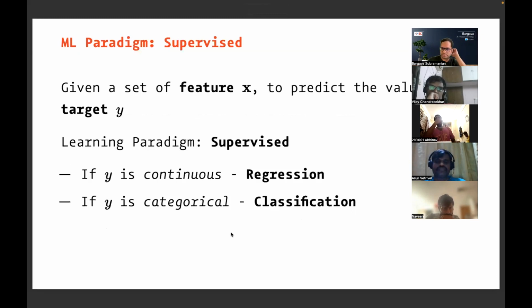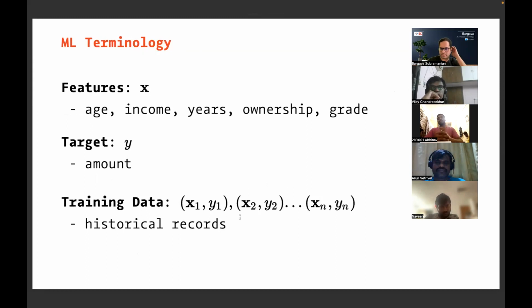We have two, well, there are three paradigms, but I'll talk about two today. The other ones will cover maybe in month 2, month 3 of the sessions. The primary thing that you need to know is that there are two kinds of ML paradigms: supervised learning and unsupervised learning. Supervised learning would come with this tuple x1, y1, x2, y2, x3, y3.